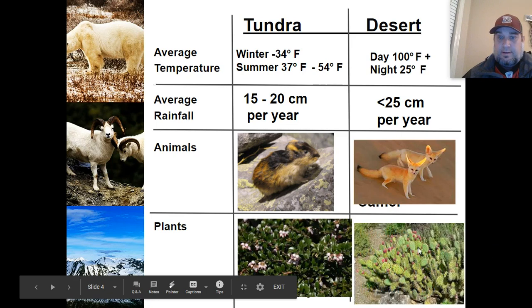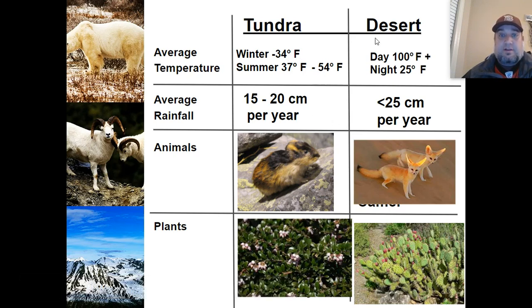And here's a picture of a prickly pear cactus. You see a little fruit on top of it. These animals and organisms have all adapted and changed to deal with these temperatures and this kind of rainfall. All right, that's a thing to remember.